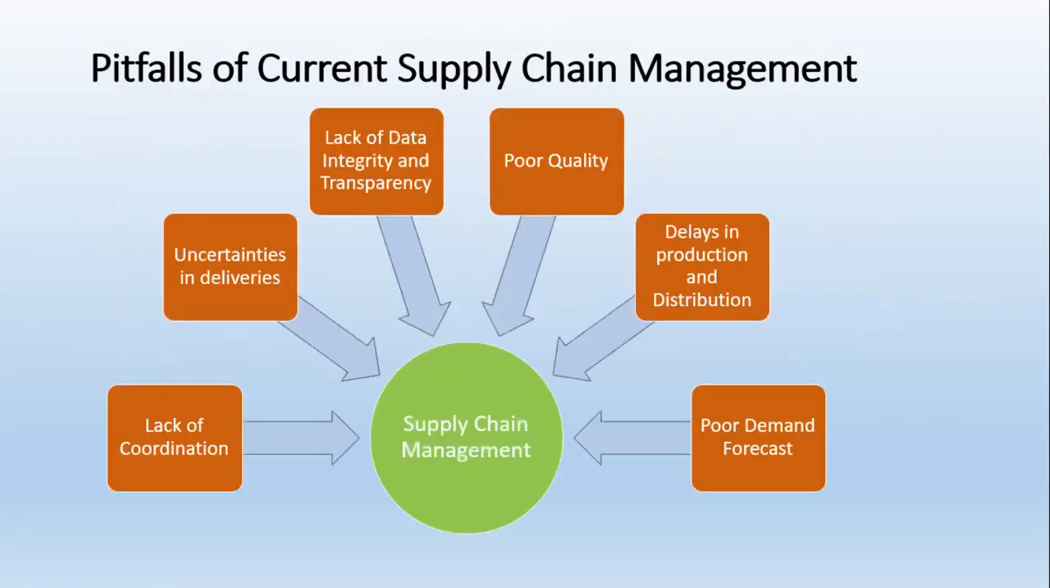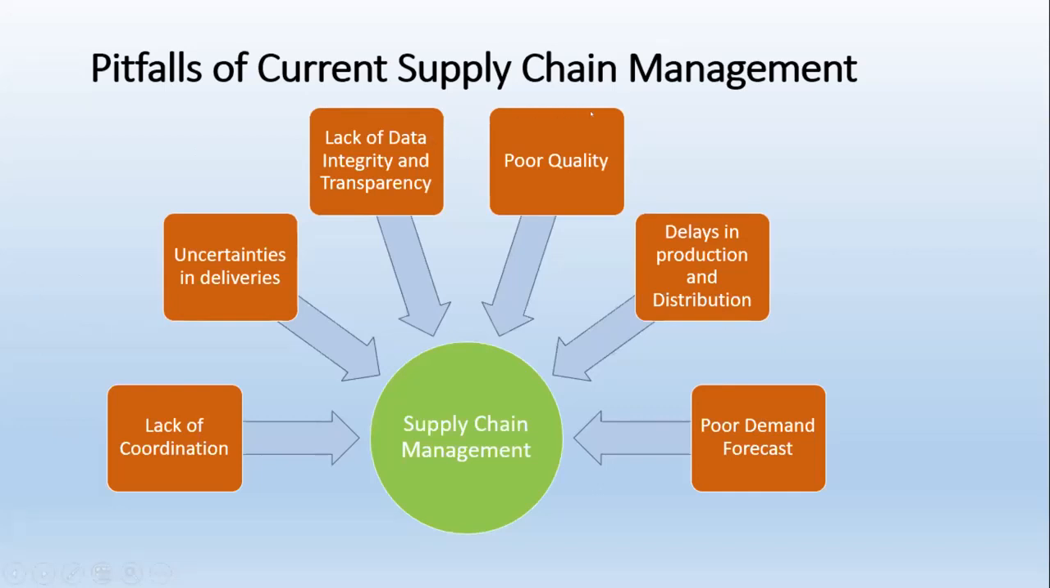Let me move on to the pitfalls of current supply chain management. Some of the difficulties with the system: lack of coordination because multiple parties are involved, uncertainties in deliveries, so there is no guarantee that the product is delivered and that a quality product is delivered, lack of data integrity and transparency, poor quality, delays in production and distribution, and poor demand forecast. These are some of the problems identified with the current supply chain management.